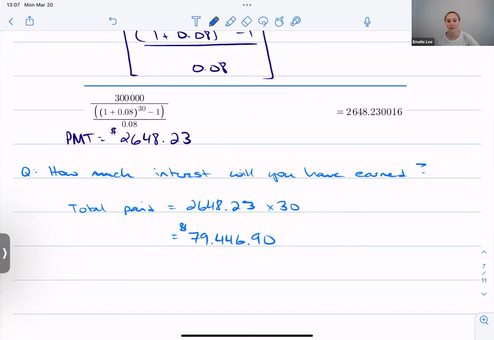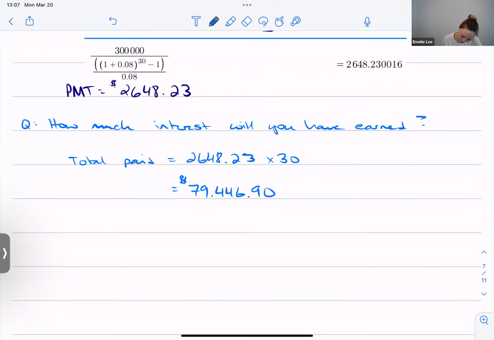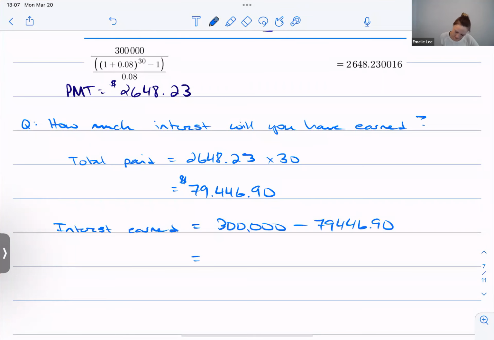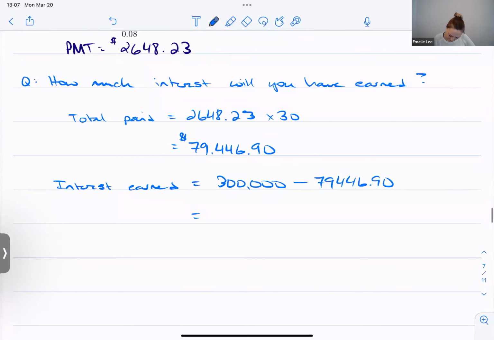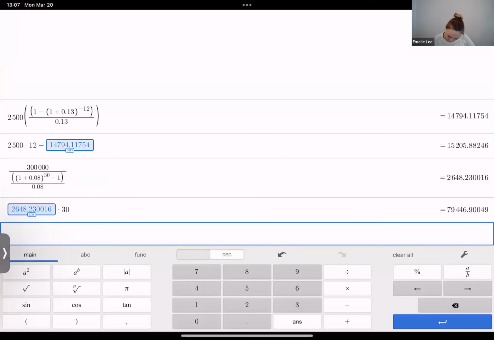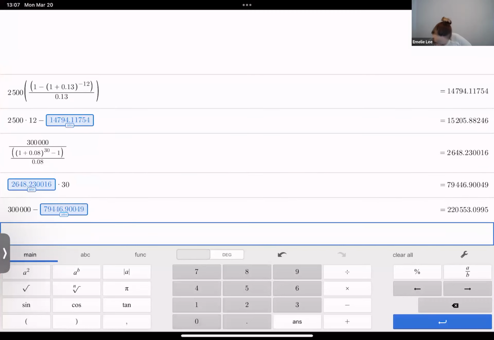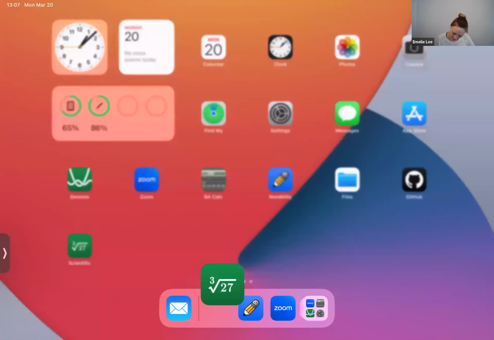But I have 300,000, right? Because the rest is interest. So interest earned is 300,000 minus 79,446.90, which is 220,553 and 10 pennies.